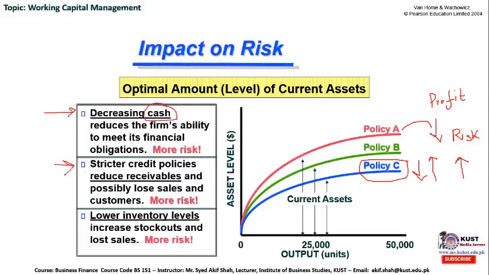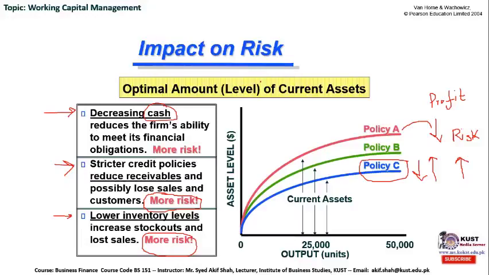Secondly, if we have strict policies in terms of credit sales, we can reduce our receivables, but the possibility of loss of sales is there. So when we lose sales, we will face more risk, and when there is a high level of risk, there could be greater chances of expected profitability as well. With a lower level of inventory, the company will have a greater level of risk.